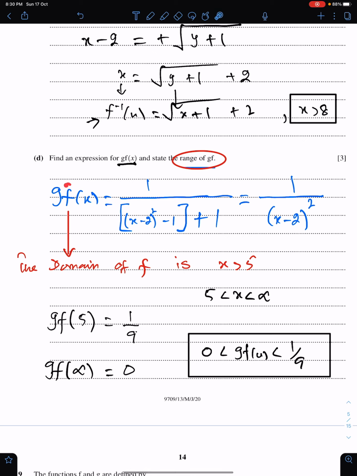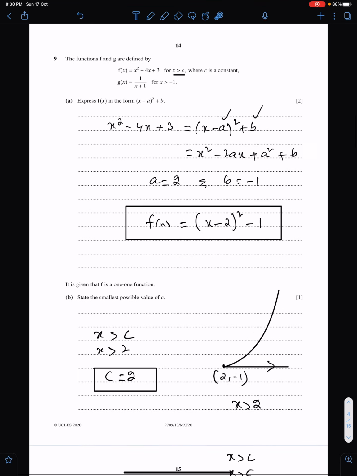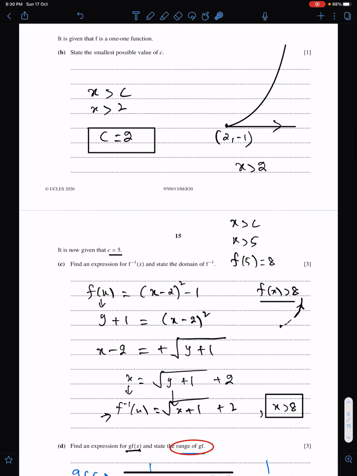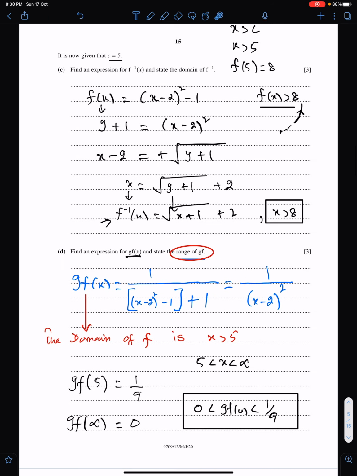You can take a screenshot of this solution if you want. This is the first part, 9 part A and 9 part B. And this is the next page of this question.